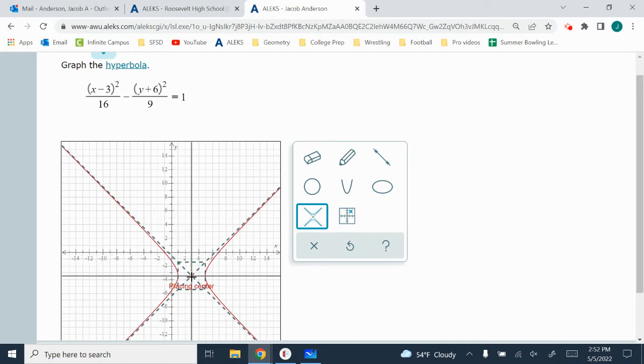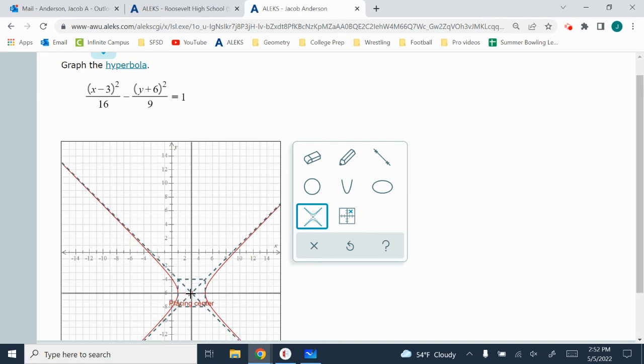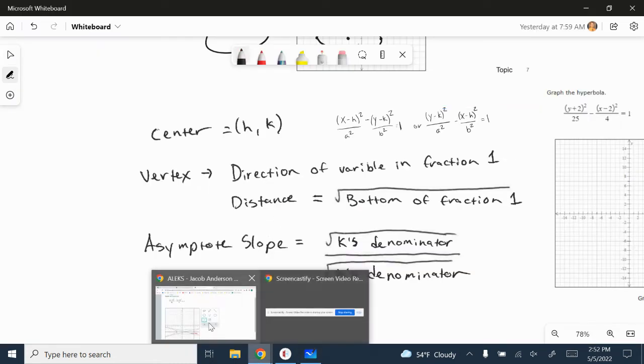This looks a lot more complicated, but yeah, it's 3 over and 6 down. That's my center. And if you can see now, it says now you're placing your vertex. It's got it written on there. So now we can go to our vertex.